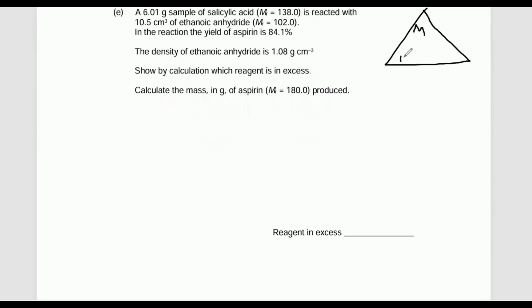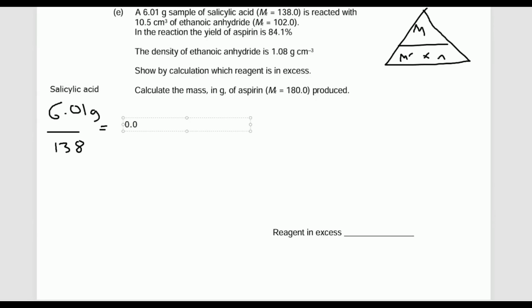I know straight away I'm going to need mass over Mr to get moles. Even if you haven't got a clue where to start, I would start here. I've been given 6.01 grams and I've been given the Mr, so I can work out the moles of the salicylic acid. Just make sure you label it on the paper so you don't forget as you're scribbling all over the paper with your answers. The examiner is going to come through and give you marks for all these calculations, so make sure you label them so you know what you're talking about.